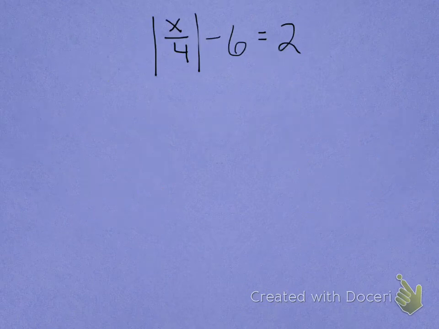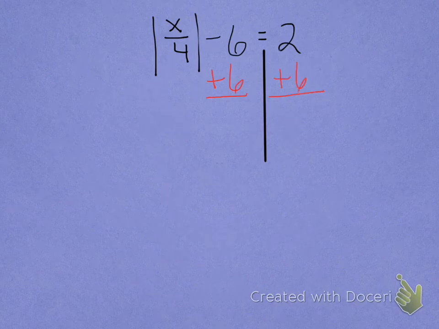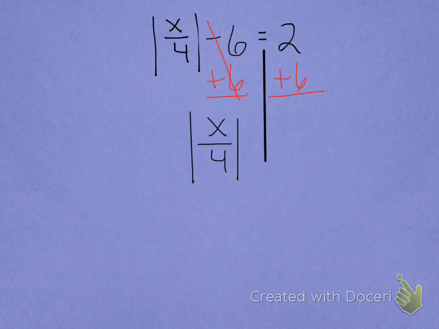Now let's consider one that's a little bit more complicated, because in this equation we don't have just simply the absolute value function, but we also have subtracting 6 outside of the absolute value. The first thing that we want to do is simplify this equation to make our lives easier so that we can isolate the absolute value first. So we're just simply going to add 6 on both sides. Now we end up with the absolute value of x over 4 is now equal to a positive 8.